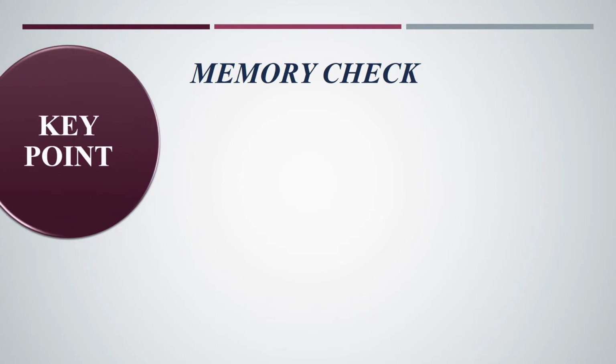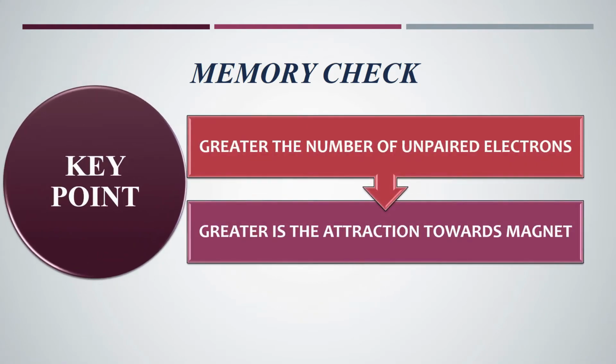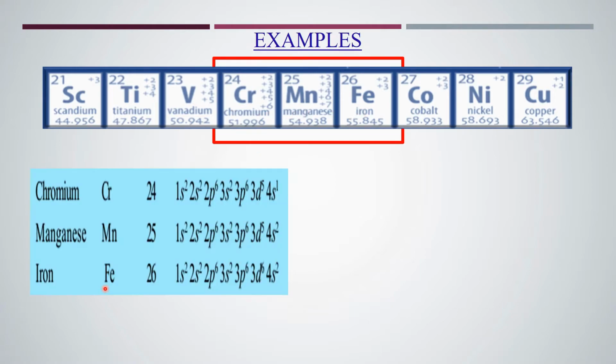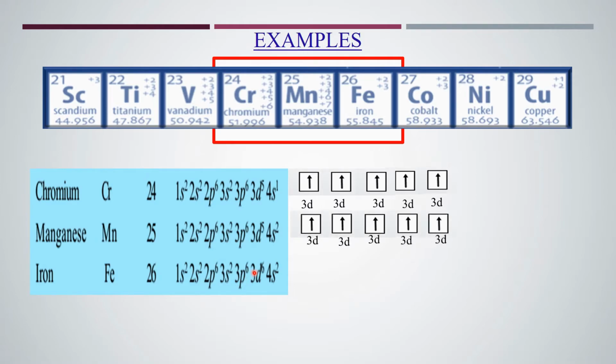Remember the key point? Greater the number of unpaired electrons, greater is the attraction towards the magnet. If we look at the electronic configuration of the next three members, that is chromium, manganese and iron, it shows that chromium has 5 unpaired electrons in the 3d orbital, manganese has 5 unpaired electrons in the 3d orbitals, and iron has 4 unpaired electrons in the 3d orbital.